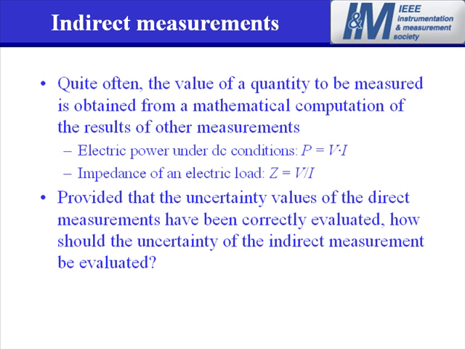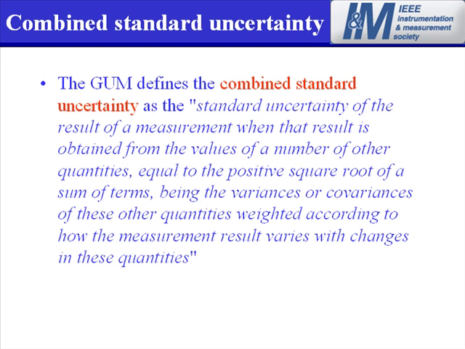Both of them are computed starting from measured values of voltage and current. So the problem now is, once we have evaluated the uncertainty on the single measured values, voltage and current in these two examples, how can we evaluate uncertainty on the final measurement results? Once again, the guide helps us. In fact, it introduces the concept of combined standard uncertainty. Let's see how it is defined.